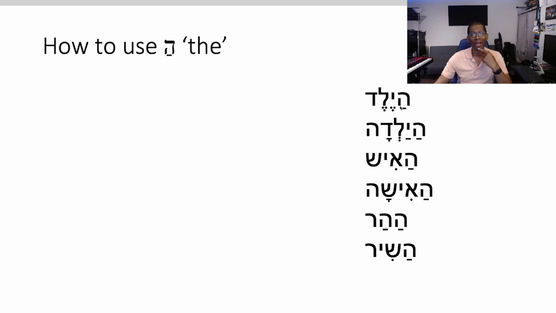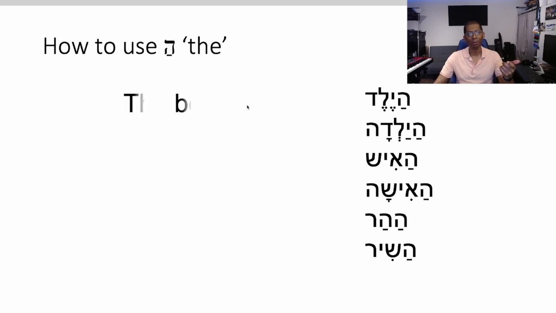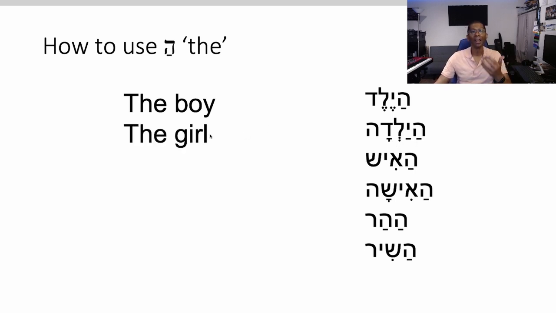Next, this is yeled again, but we have the ha in front of it. So ha yeled, and that shows how to use ha, or the. Ha yeled is the boy, whereas before when we had yeled, it was just boy. But here we have ha yeled, so it means the boy. Ha yalda means the girl. Ha ish means, what does it mean?